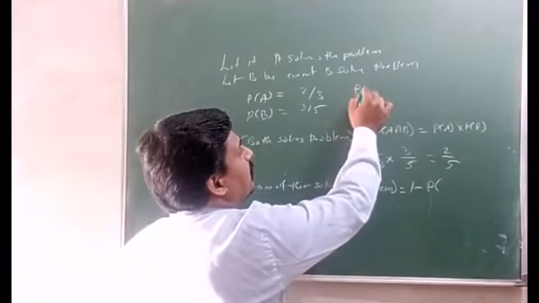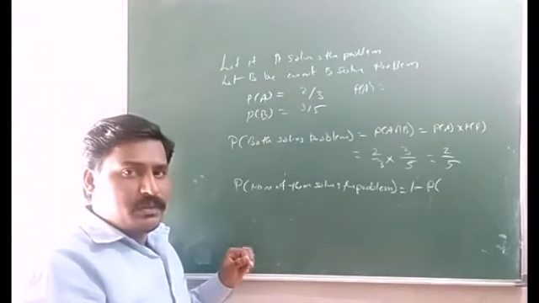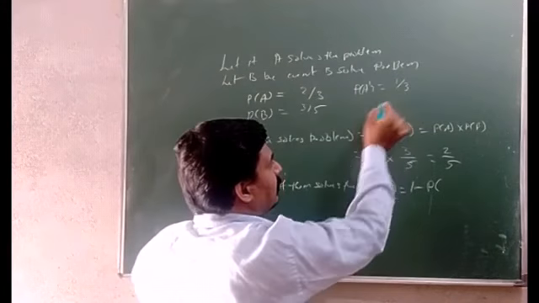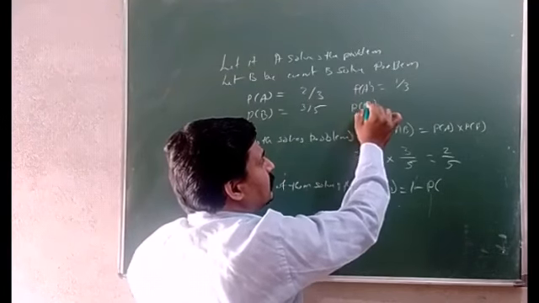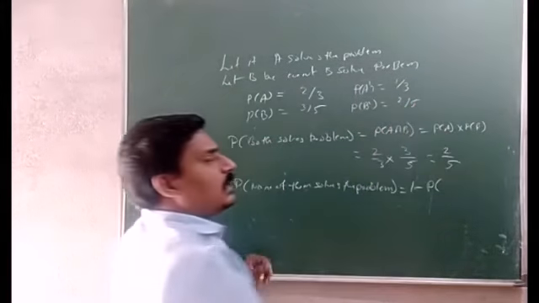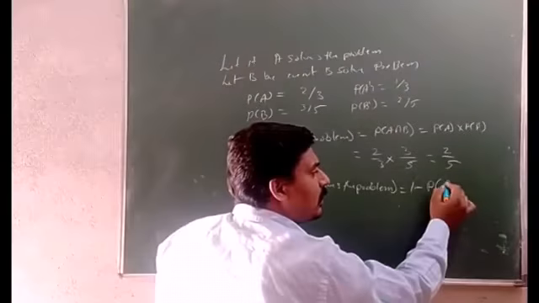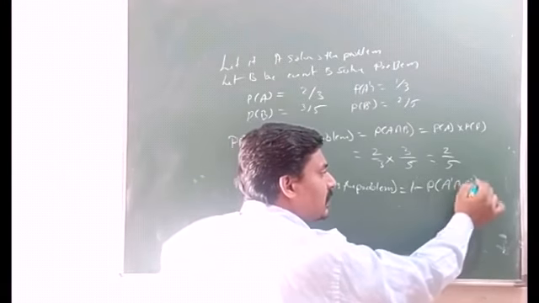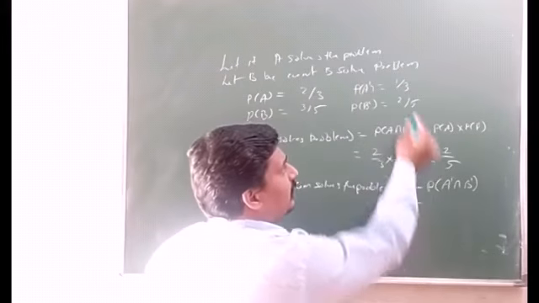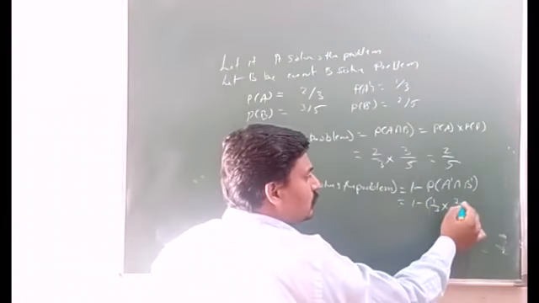So P of A dash will be 1 minus P of A. So 1 minus P of A is 1 by 3, and probability of B dash, that is complementary of B, is 2 divided by 5. That is 1 minus probability of B. So here we take 1 minus probability of A dash intersection B dash. So that is 1 minus P of A dash is 1 by 3 into P of B dash is 2 by 5.